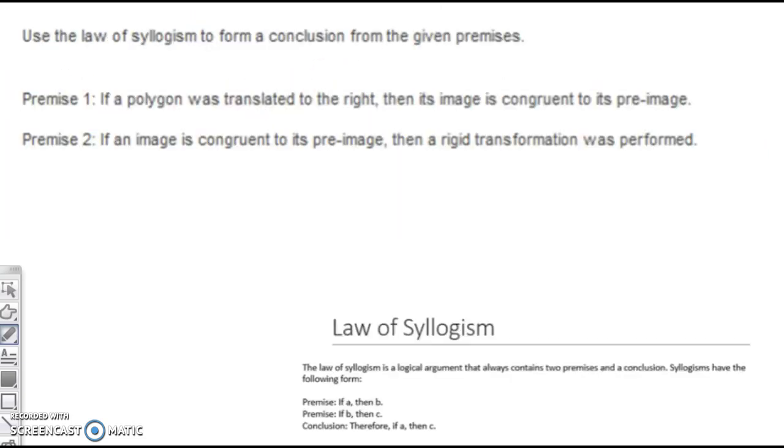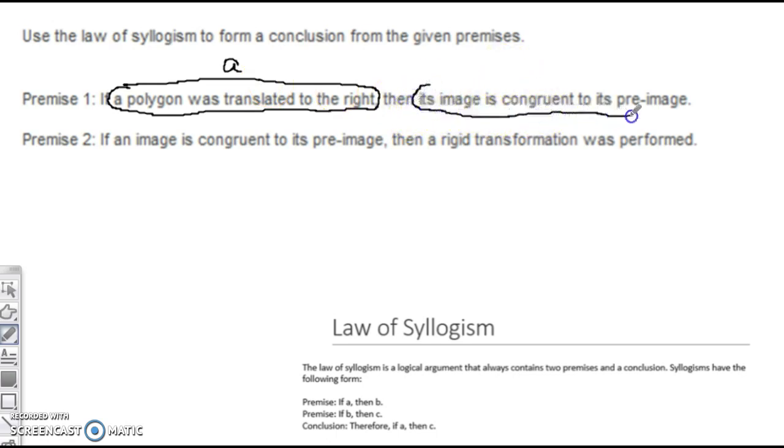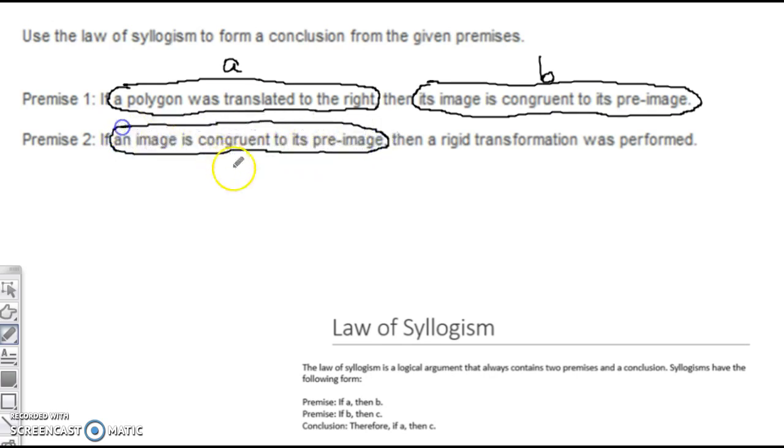The next one says, use the law of syllogism to form a conclusion from the given premises. It says, if a polygon was translated to the right, I'm going to circle all that part after the word if, up until the comma, and label that A. It says, then its image is congruent to its preimage. Everything after the word then, I'm going to circle as part B. Let's look at the second premise. If an image is congruent to its preimage, notice that's the exact same as what we just circled. So we're going to also call that B because it's literally the exact same statement. Then a rigid transformation was performed. That's a new statement, so we're going to call that C.